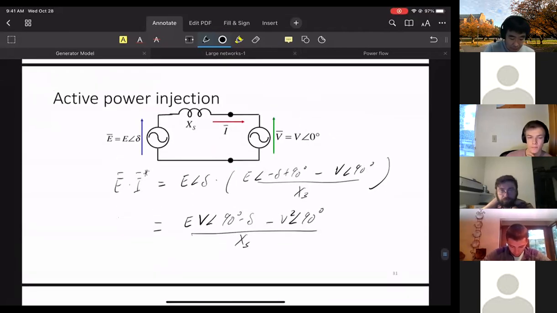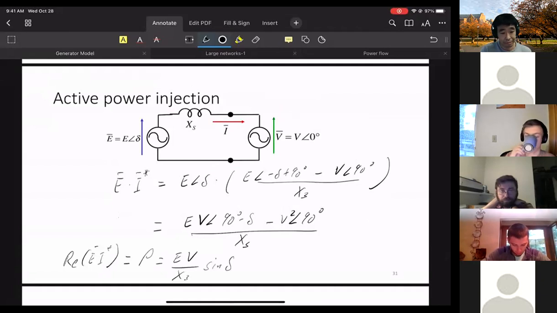So if you do this, if you take the real part of this thing, you get the familiar equation we had before. This is P equals E V over XS sine of the angle delta. If you do this calculation, you basically recover E times V over the synchronous reactance times the sine of the power angle.